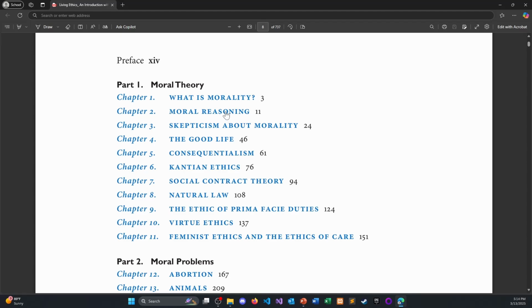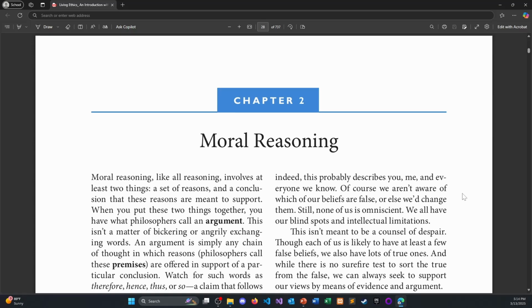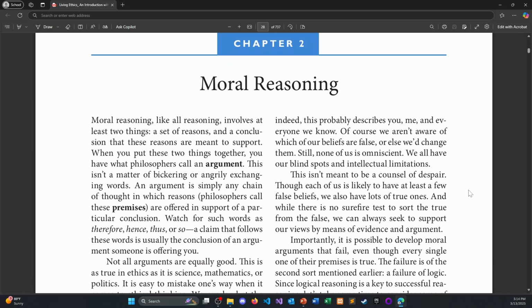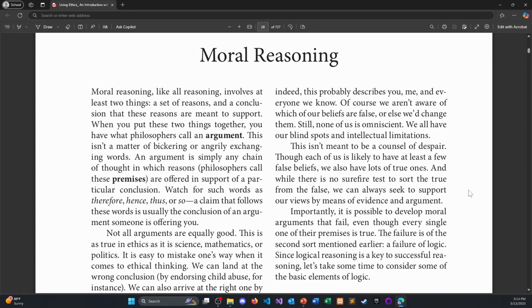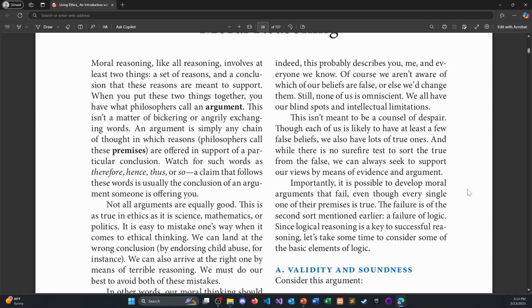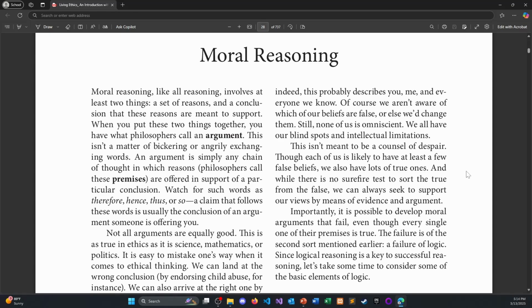So let's look at a chapter. We'll go into the moral reasoning chapter because I've said it's so important. One of the things about philosophy is that I'd prefer if you not memorize. There are some things that you do have to memorize, but in the end, I would like it if you memorize as little as possible. But there are some things that you do really have to memorize, and that mainly is vocabulary.